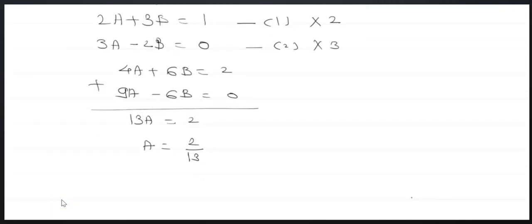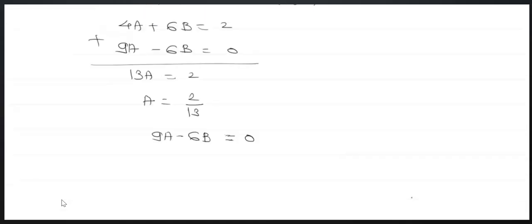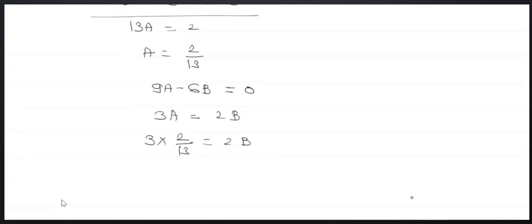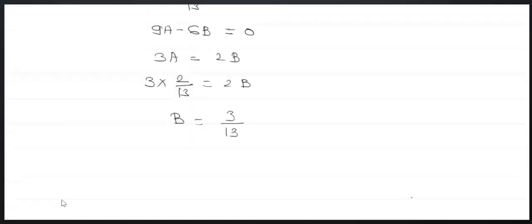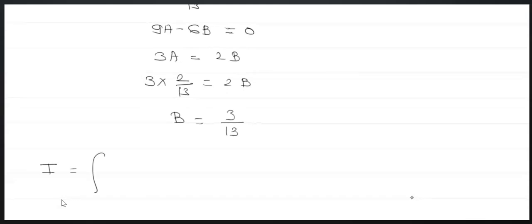Now put the value of a in equation number 2, that is 3a minus 2b is equal to 0. The value of a is 2 upon 13, so 6 upon 13 is equal to 2b. Therefore b is equal to 3 upon 13. This is the value of b.